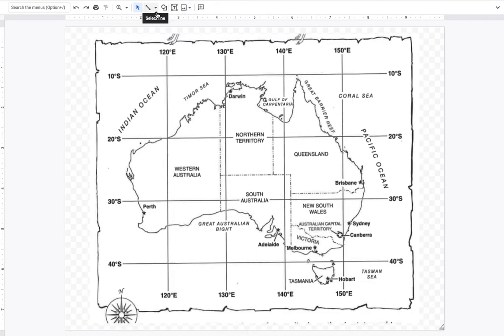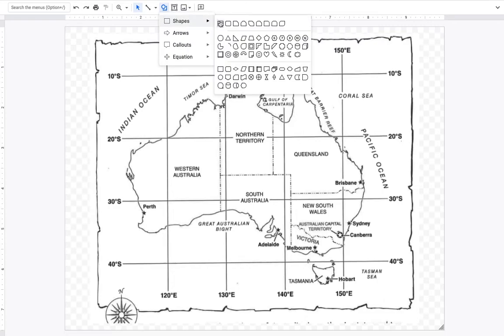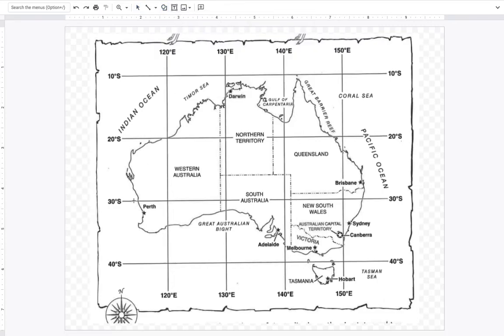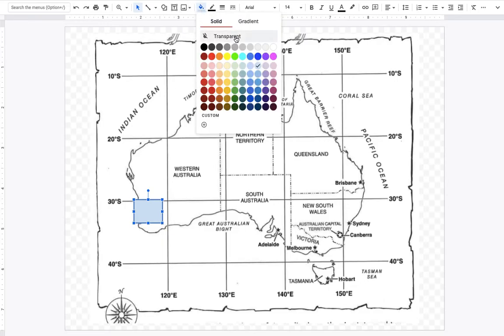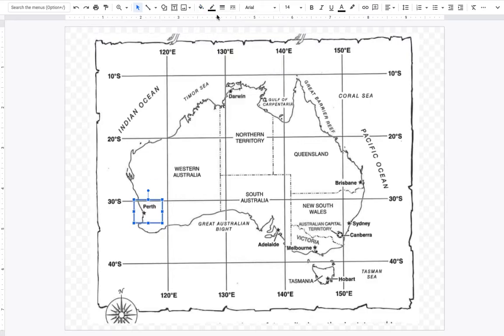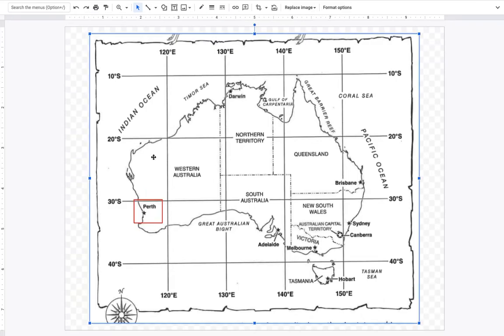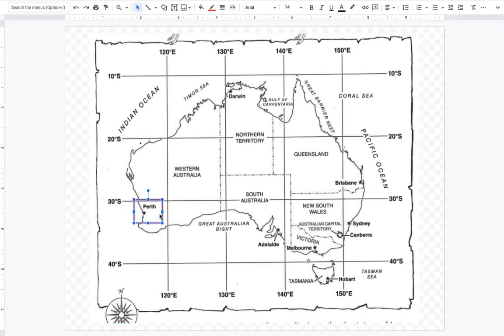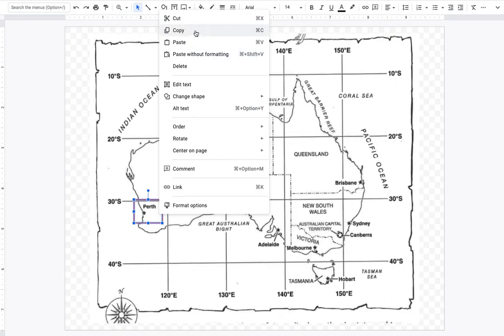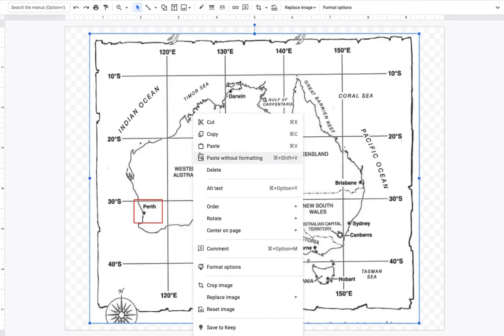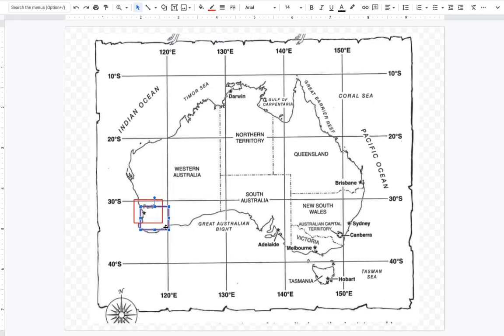I'm going to put a shape around them. So we've got Perth right here. Now you notice that completely filled, we don't want that. We want that transparent. So we've got Perth right there. Let me put a little border weight on that so we can see it, and make that border weight a different color. Okay, so we've got Perth. All right, now let me copy that, and then I will paste that over the next capital.